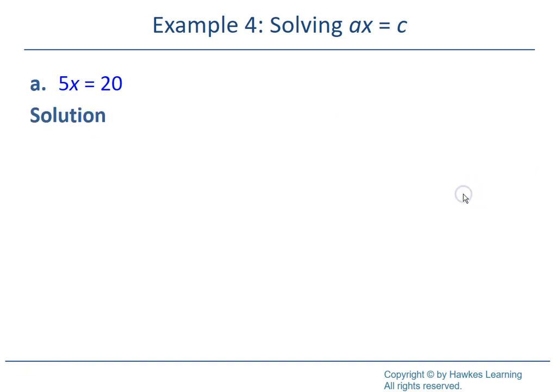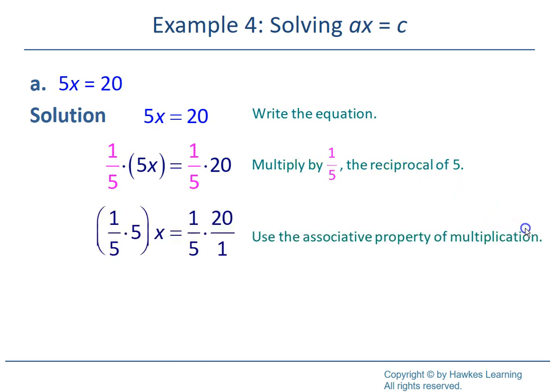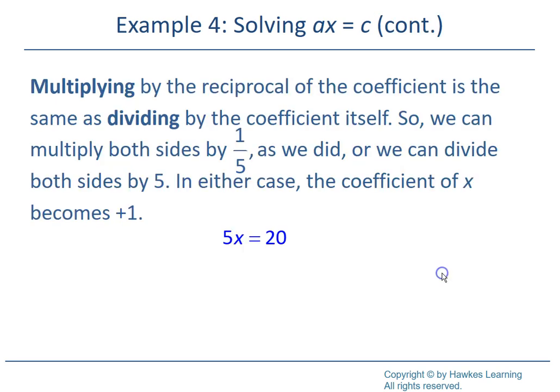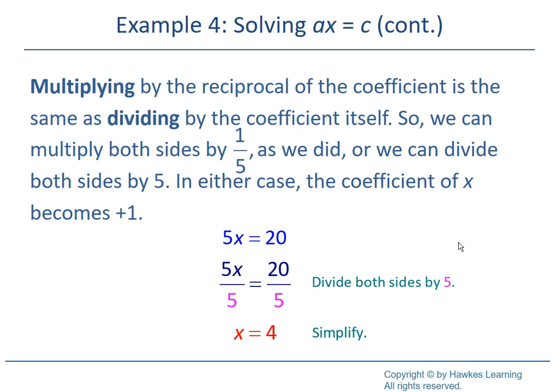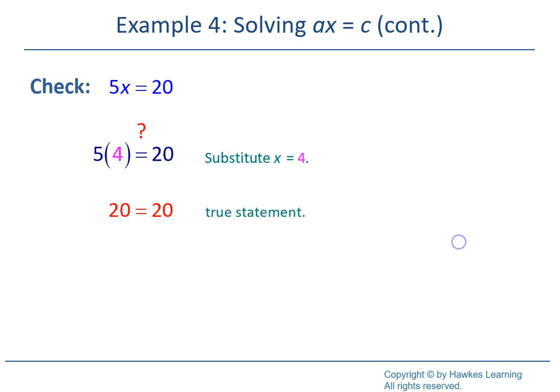So we'll see it done here. Here they're using the reciprocal of 5, both sides. There's the reciprocal. And you get 1x, that we don't write the 1, equals 4. And then the other way is we could divide by the numerical coefficient of the x, which is 5, and you get the same answer. It's a good tool to have, and the check works out.